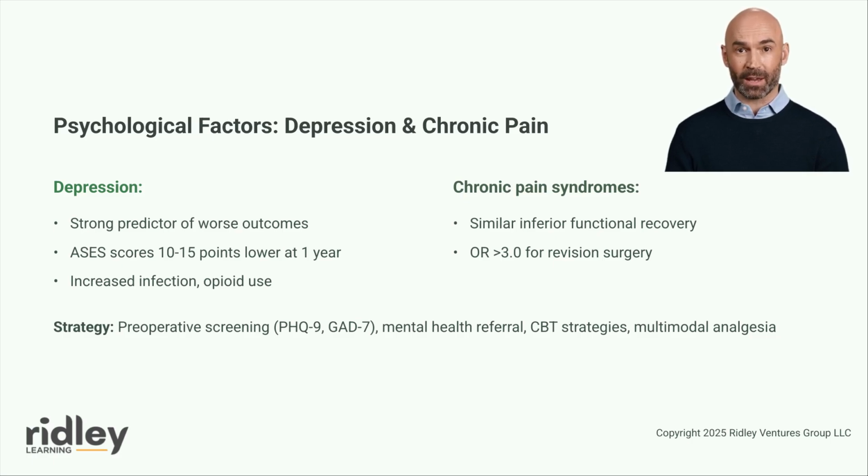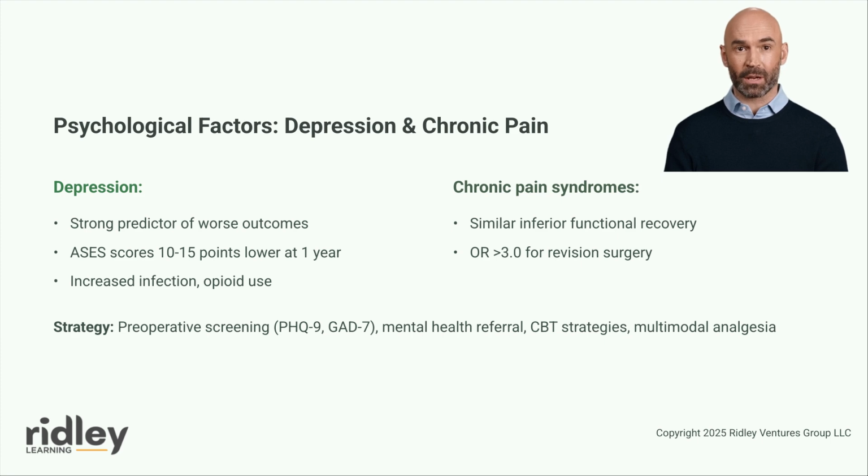These findings reflect the complex interactions between central pain sensitization, altered pain processing, psychological distress, and functional limitation that characterize chronic pain conditions and influence recovery from surgical interventions. Preoperative screening for depression and anxiety using validated instruments such as the Patient Health Questionnaire 9 or Generalized Anxiety Disorder 7 scale is recommended to identify at-risk patients who may benefit from targeted interventions.